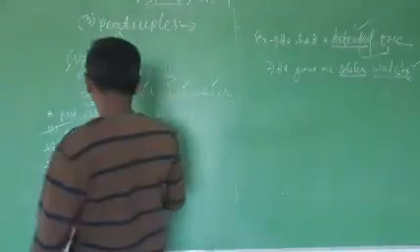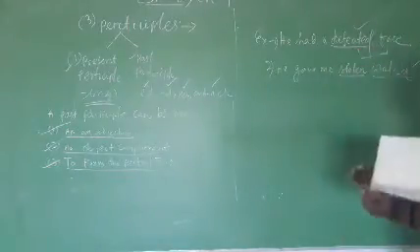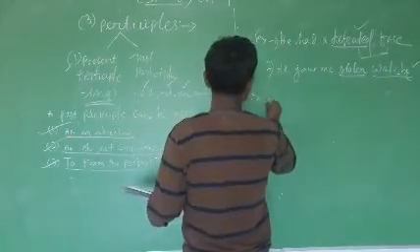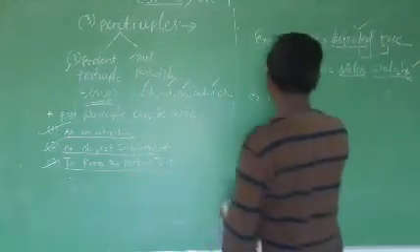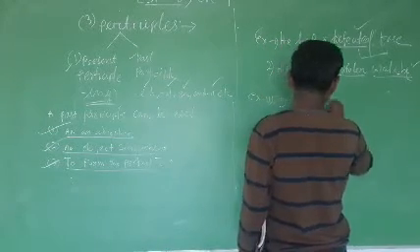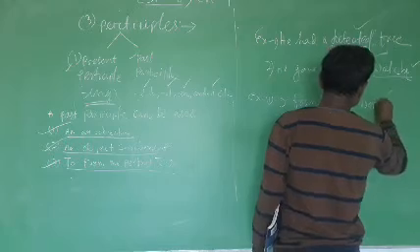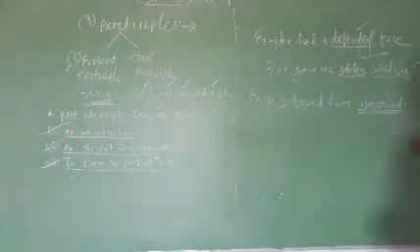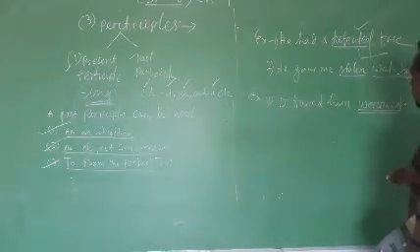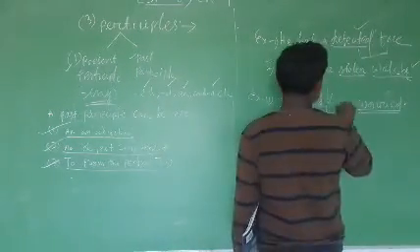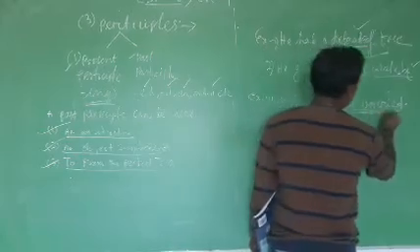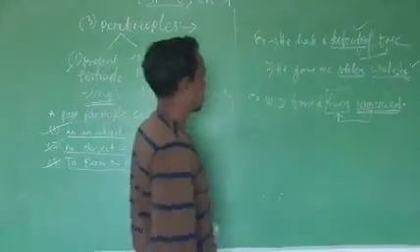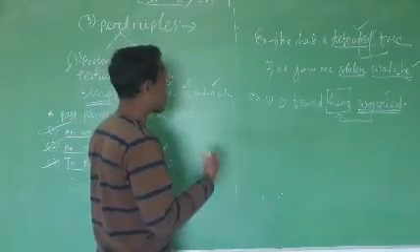Now we will discuss the second point. It is used as an object complement. The past participle is used as an object complement. How? Now look at example number one. I found him worried. Here the past participle is worried, but it is used as an object complement. Why? Because there is an object before it: him. Him is an object. So worried is used as a complement of an object.